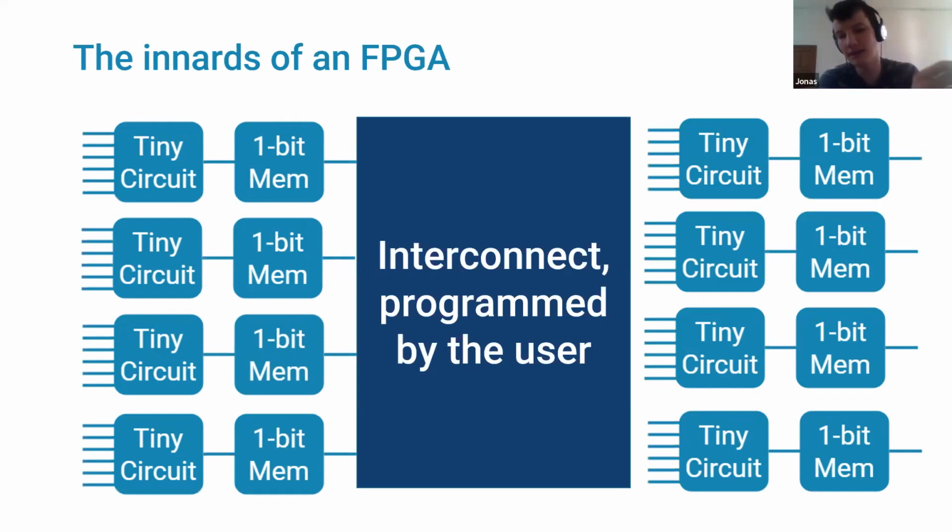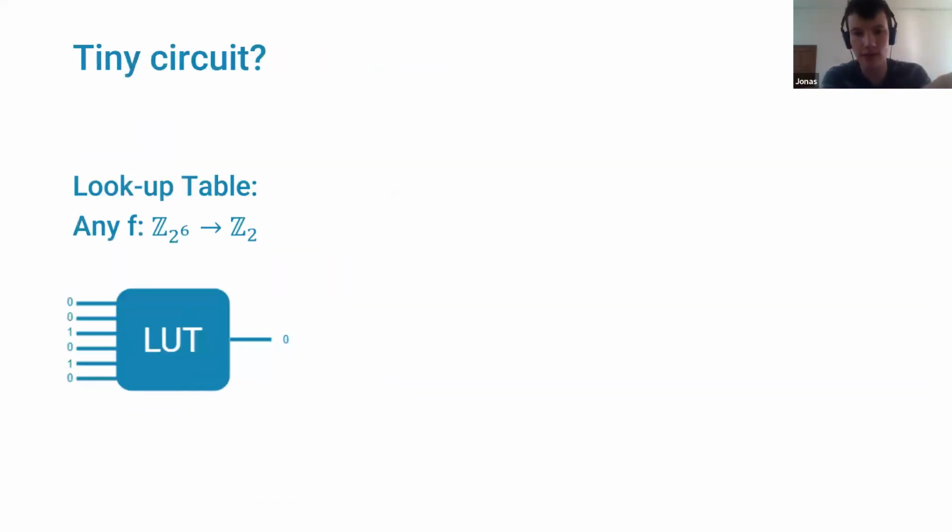Now, previously I said that the tiny circuit is like an AND gate, and that's pretty close. The tiny circuit can, for example, be a lookup table. What is a lookup table? A lookup table is basically a circuit that implements a function going from 64 possible inputs to 2 possible outputs. Any function can be implemented with this lookup table. It just takes in 6 bits, and you can program yourself what output it gives for any of those 6 bits.